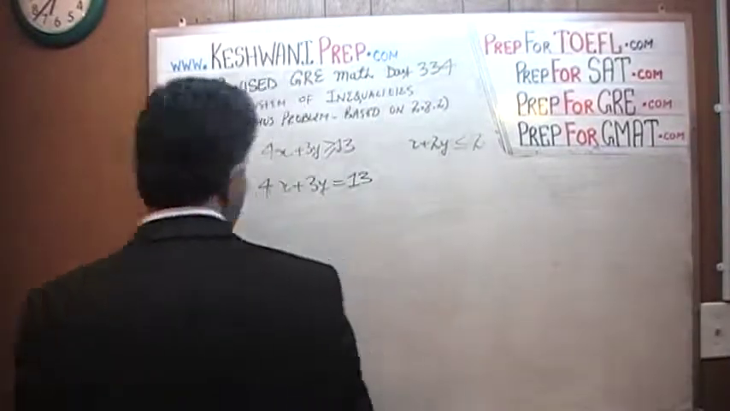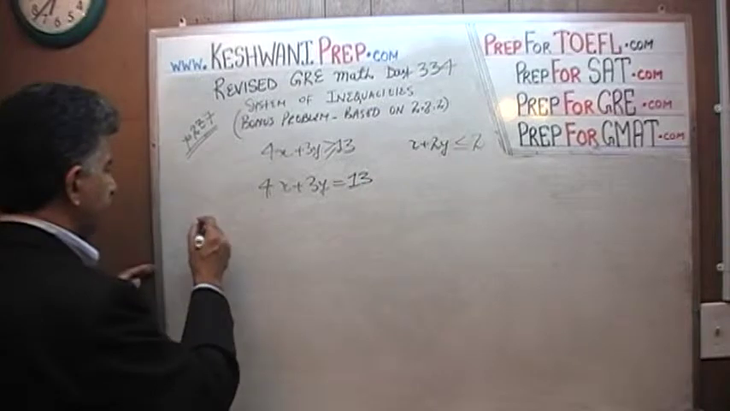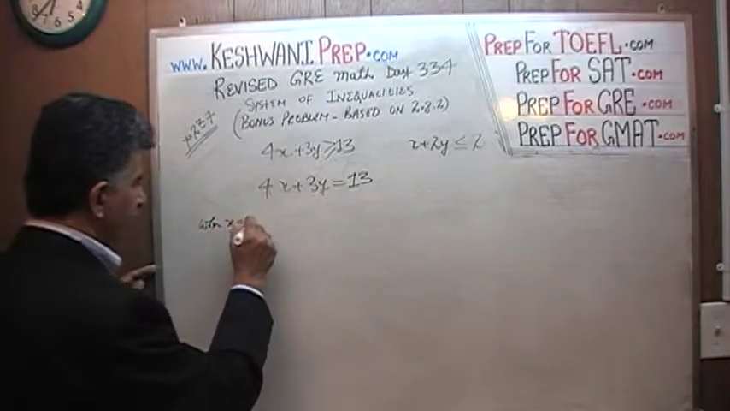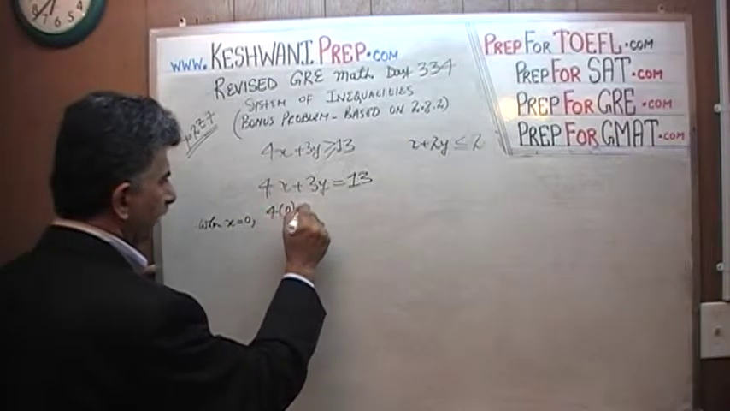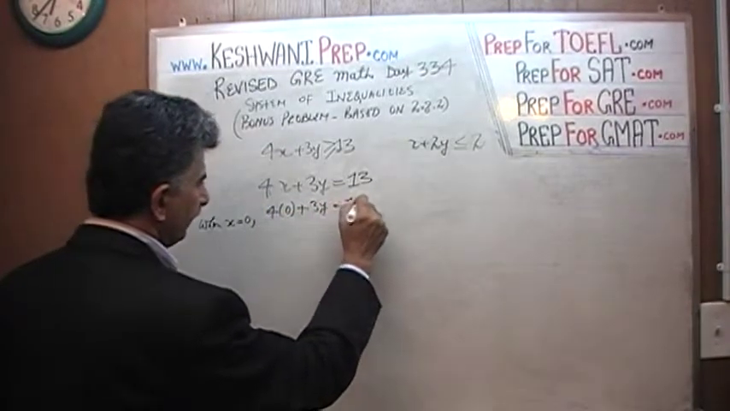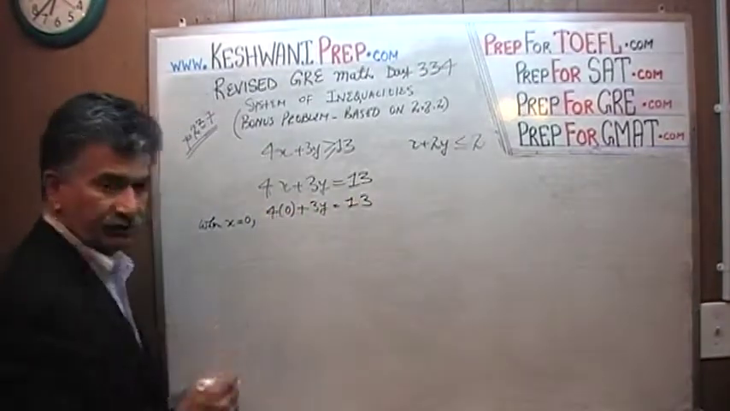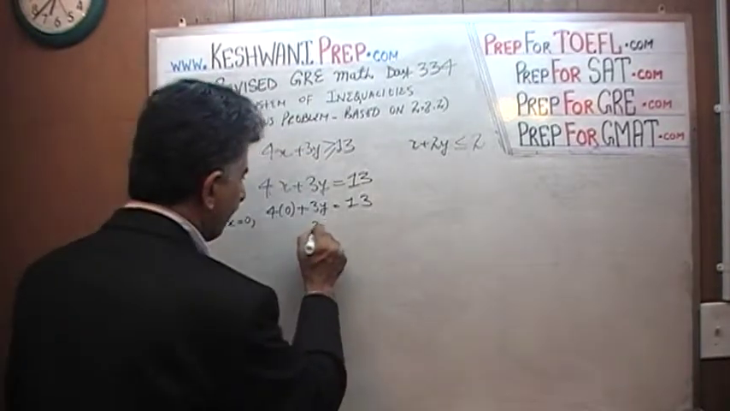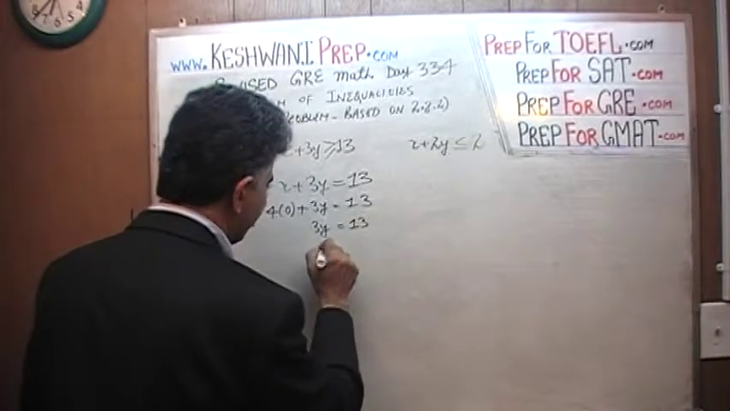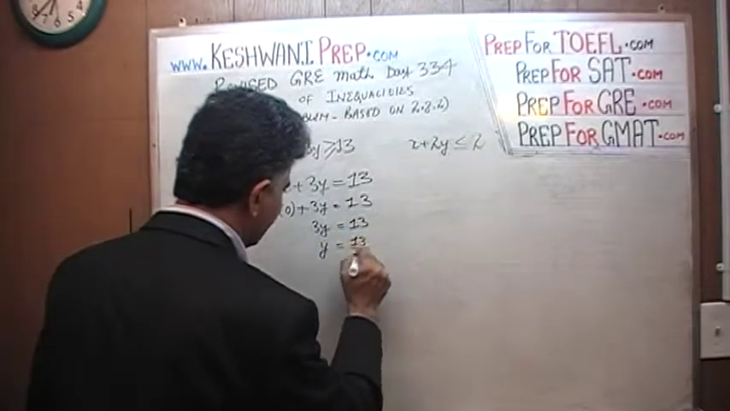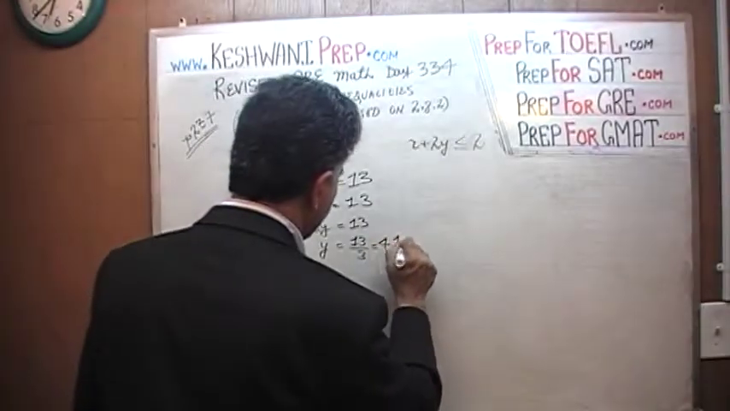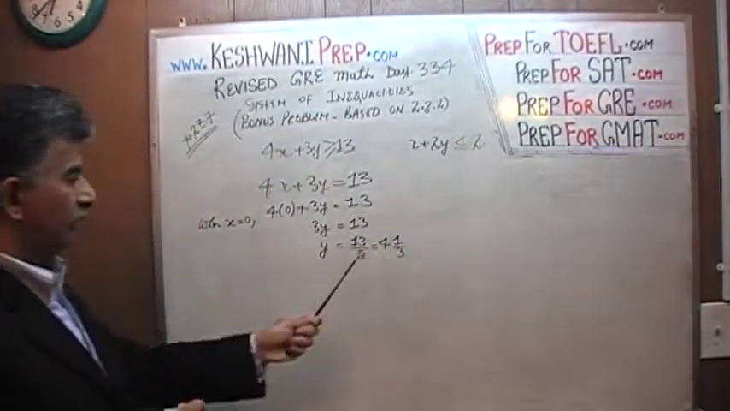4x plus 3y equals 13. When x is equal to 0, we have 4 times 0 plus 3y equals 13. 4 times 0 is just 0. So what we find is 3y is equal to 13, which means y is equal to 13 over 3. 12 over 3 would have been 4, so it's 4 and 1/3. So it goes through 0 and 4 and 1/3.